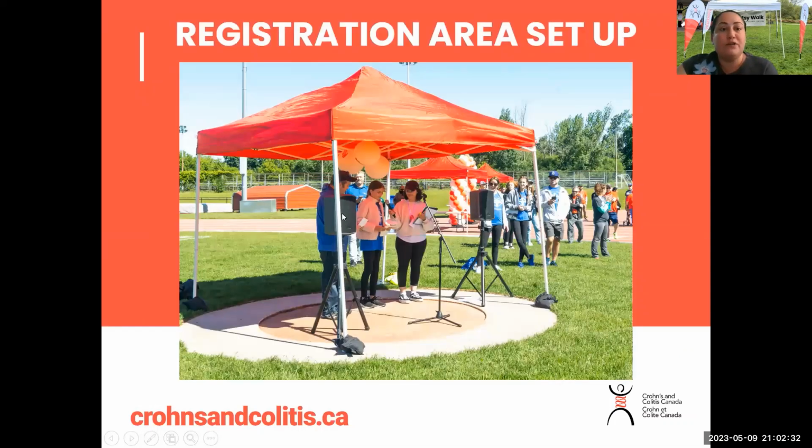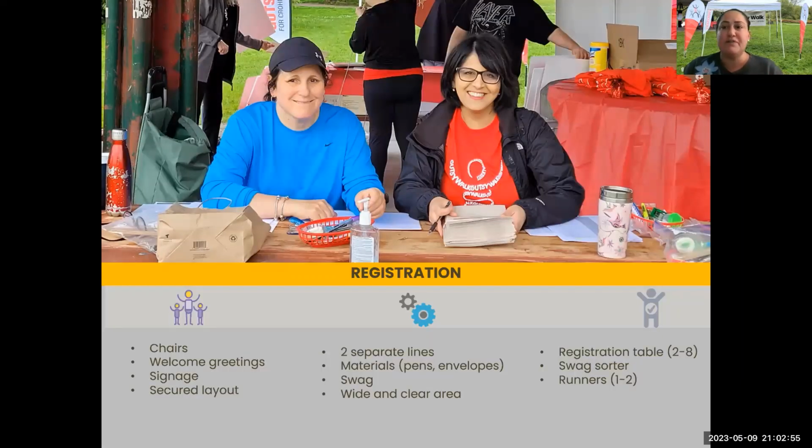So first, we are going to talk about the registration area setup. The area setup depends on your event size, because there are different sizes of events, from small and medium to large, and your area setup will depend on the availability in the park, and where you can have a section available to have the registration volunteers. So we recommend that at the registration area, you have a table and chairs. This is for your registration volunteers.